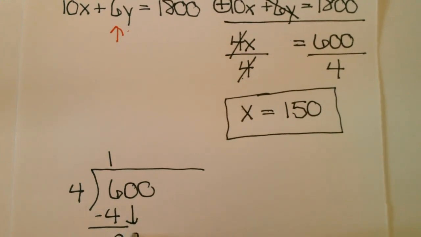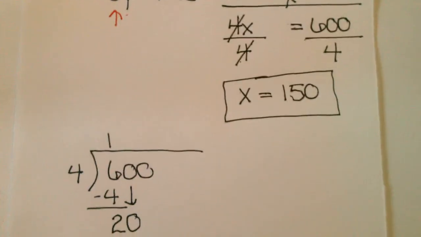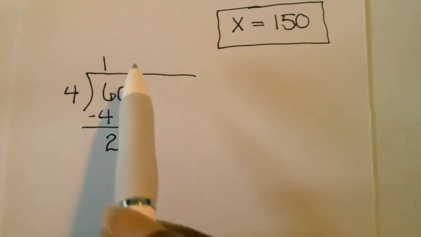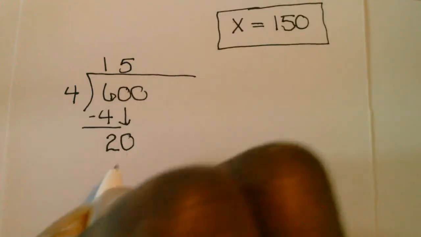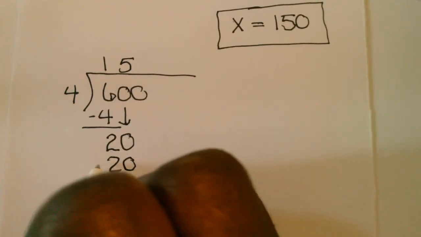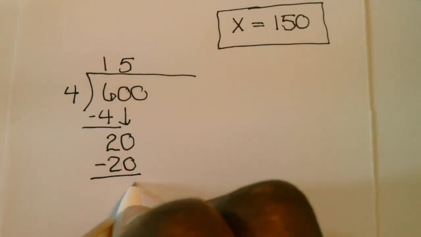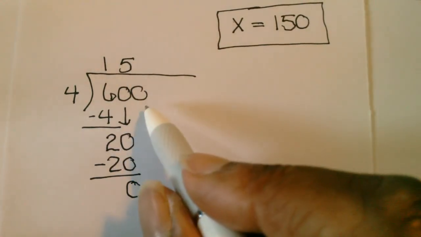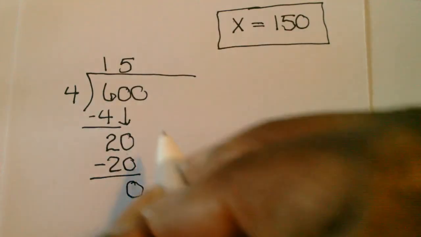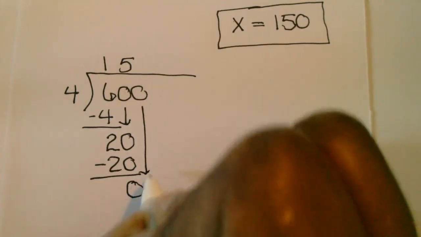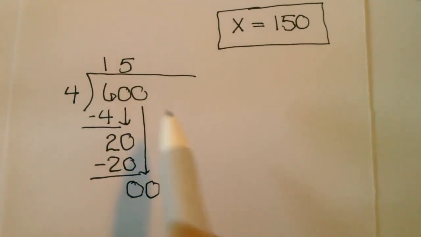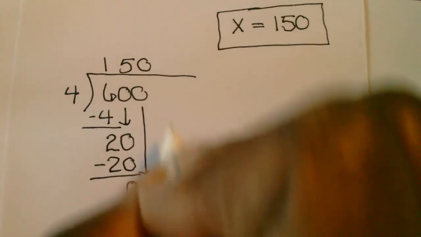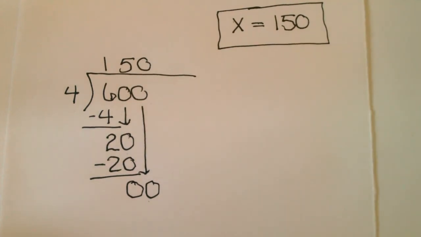Bring down my 0. Then how many 4's can go into 20? That's 5. Then you have your 0. But there was this 0 that was still up here. We still got to bring that bad boy down. So how many 4's can go into 0? 0. Okay, no problem.